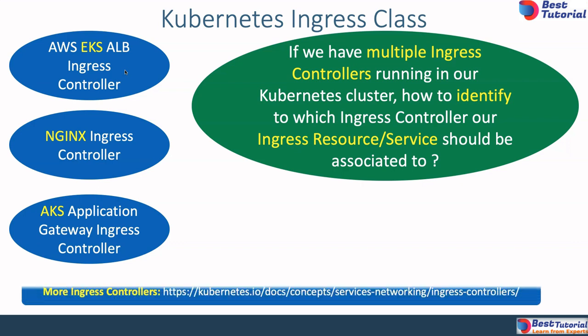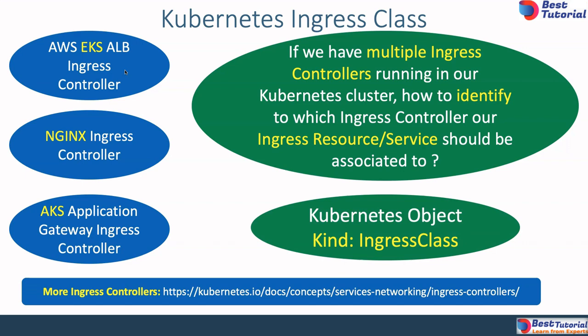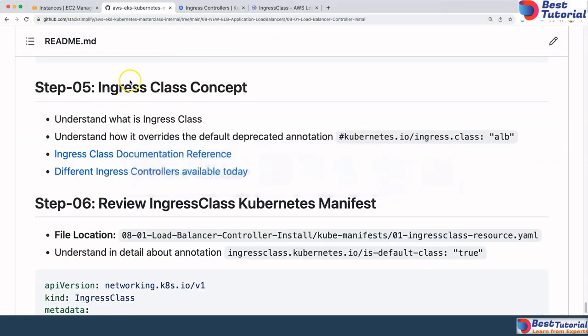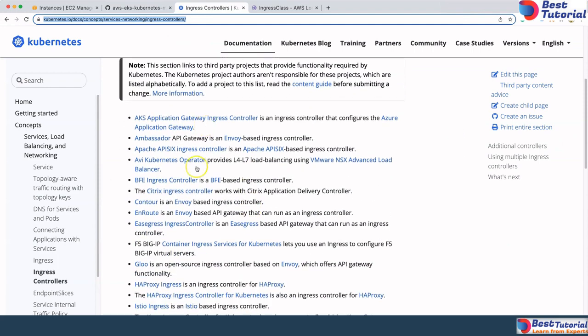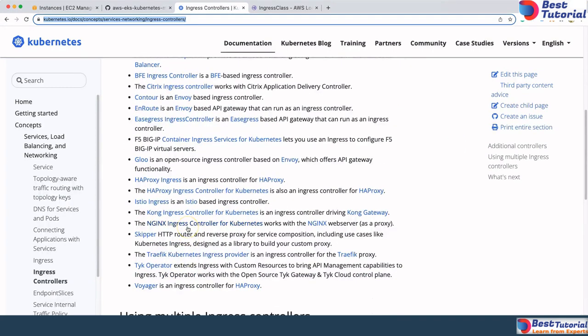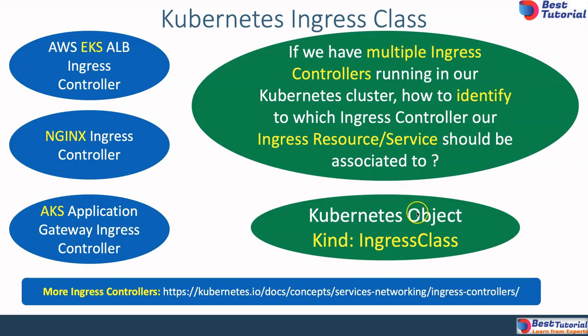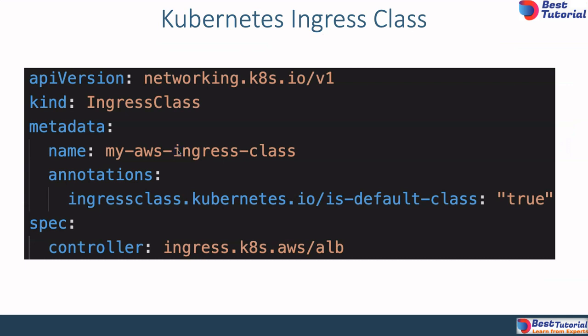That is where the concept called the Kubernetes object of kind Ingress class comes in. And not only these three Ingress controllers; as you see here, there are many Ingress controllers available in the market today from a Kubernetes perspective. To identify and associate your respective Kubernetes Ingress service with an Ingress controller, we use the concept called Ingress class. This is the high-level definition of the Ingress class we are going to define, so that it is associated with our ALB Ingress controller.